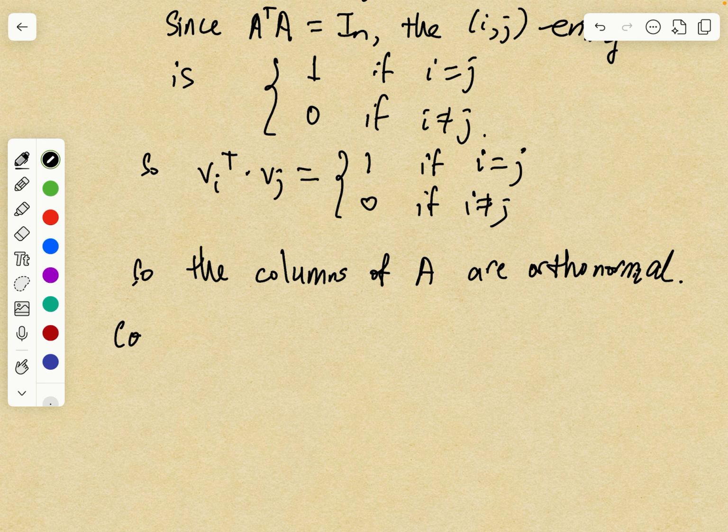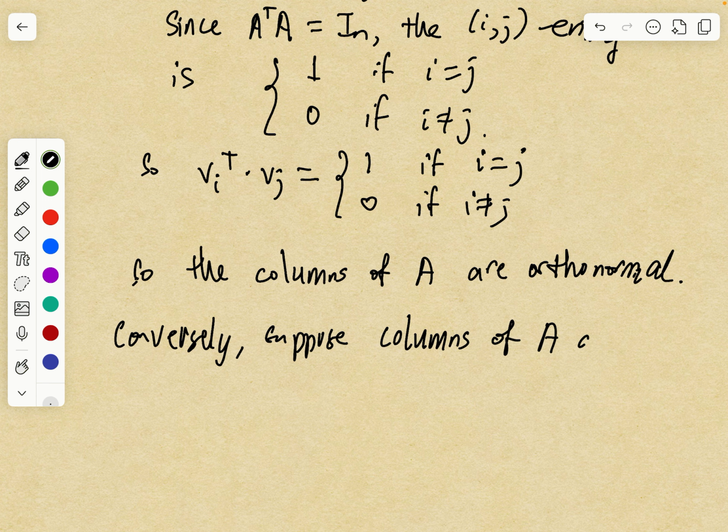And conversely, suppose that the columns of A are orthonormal.